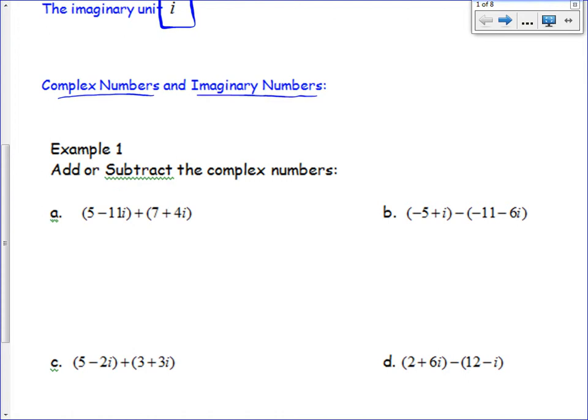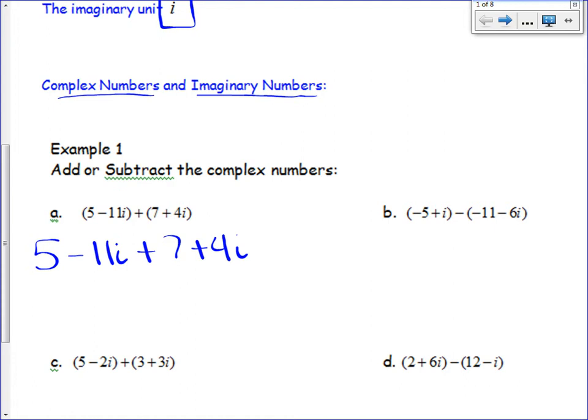Complex numbers and imaginary numbers, they're the same thing. So sometimes they're referred to as complex, sometimes they're referred to as imaginary. Sometimes they're referred to as non-real. So when you're adding and subtracting, that's pretty straightforward. You can get rid of the parentheses because there is addition involved. There's no subtraction involved.